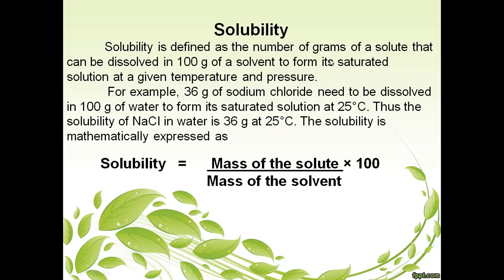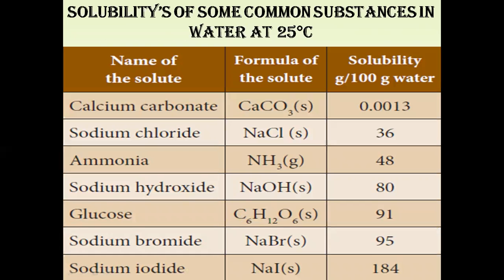This solubility is affected by temperature. Here are the solubilities of some common substances in water at 25 degrees Celsius. These are the molecular formulas of the substances, and this is the solubility in 100 grams of water: calcium carbonate, sodium chloride, ammonia, sodium hydroxide, glucose, sodium bromide, sodium iodide.